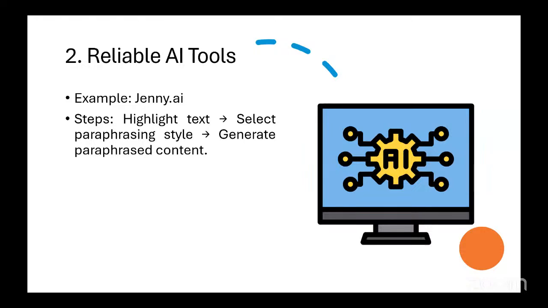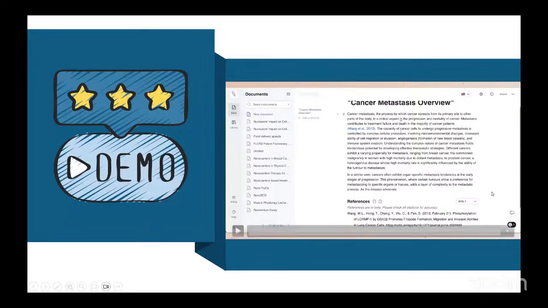The second step is to use reliable AI tools. For example, you could use Genie AI, Genie.ai. The steps that you would do are to highlight the text, select the text basically, and then select the paraphrasing option in the AI command, and then generate the paraphrased content. I'm going to give you a video that has a practical demonstration of what you would need to do.